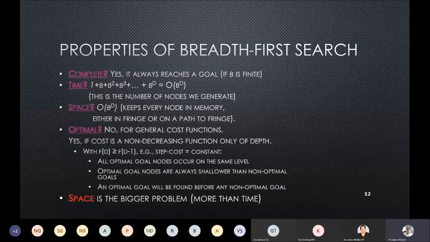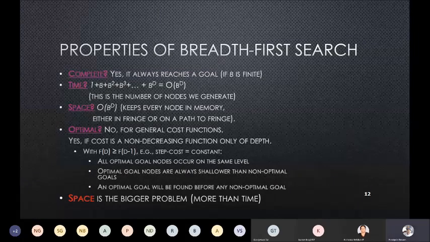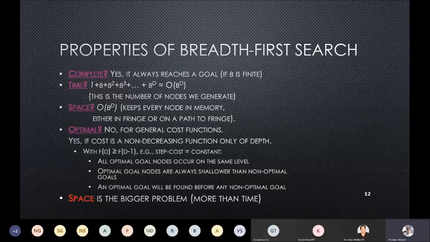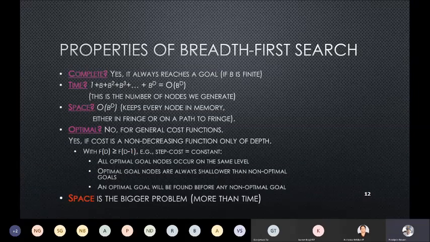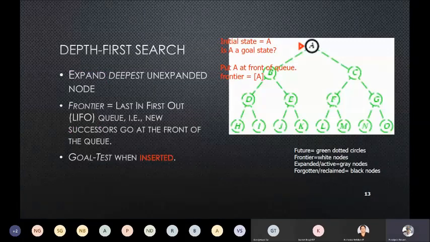But if any of the costs is negative, which is not very common in practical examples, then it will not be optimal. For most general cases, the cost is positive, or the more mathematically correct term is a non-decreasing function of depth, and then this search is optimal. And for most practical problems, the space limitation is a bigger problem than the time complexity. So what is the solution?